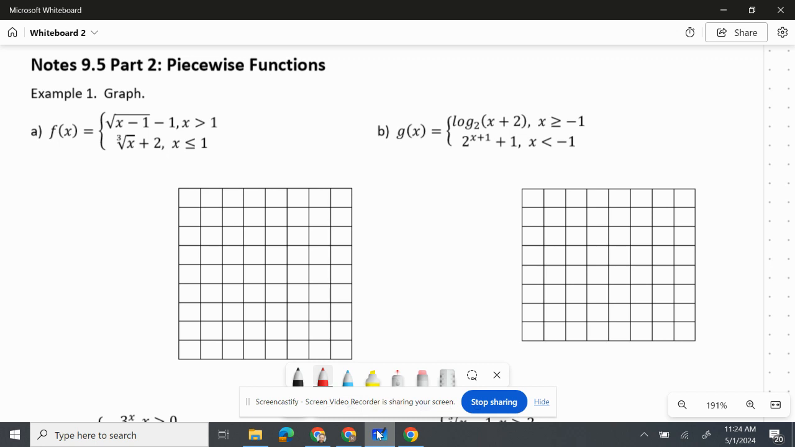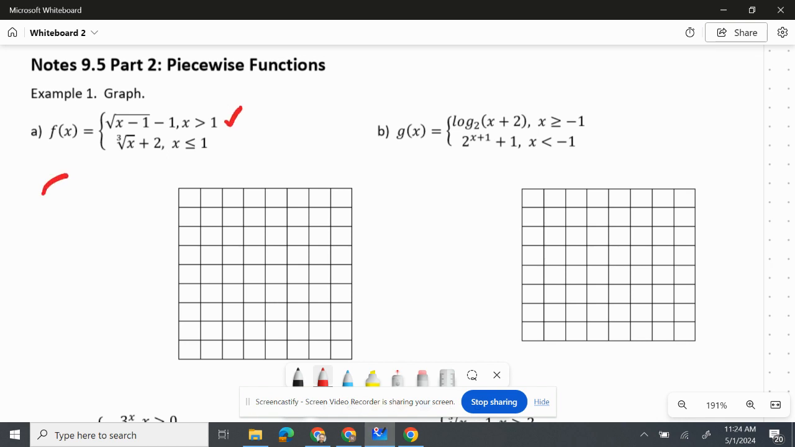What we're going to do is continue looking at piecewise functions. The equations that we're going to be looking at are not going to be linear. This time we're going to be looking at different types of equations. So we're going to take our insight into how to graph these equations that we've done before and turn them into a piecewise function. So the first one that I'm going to look at is our square root function.